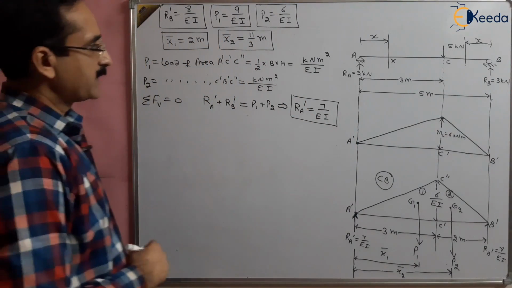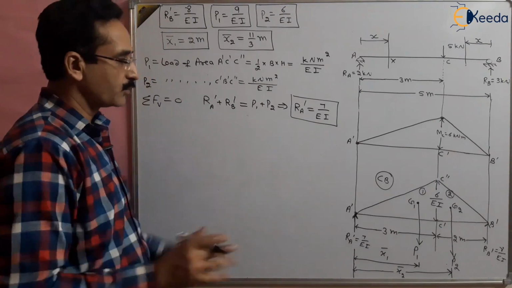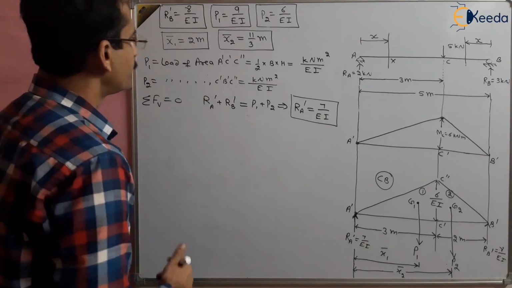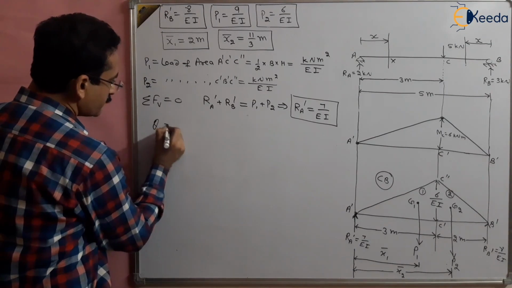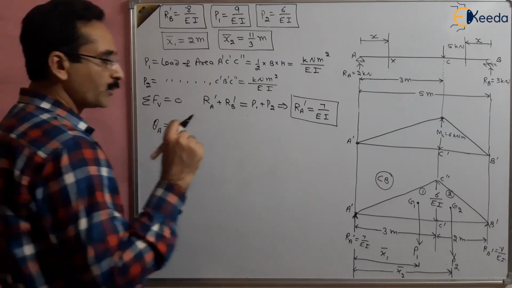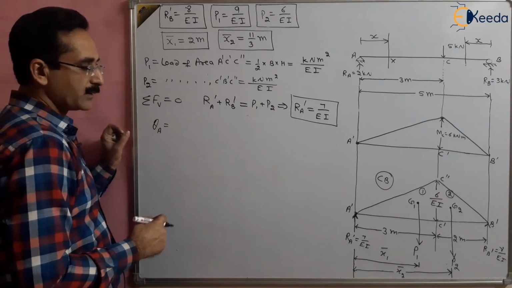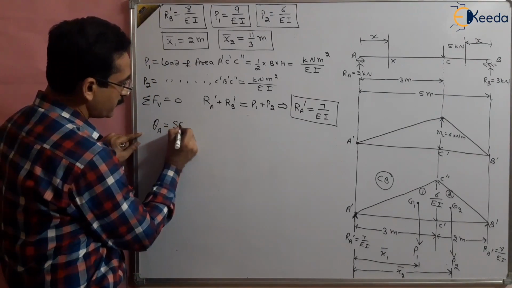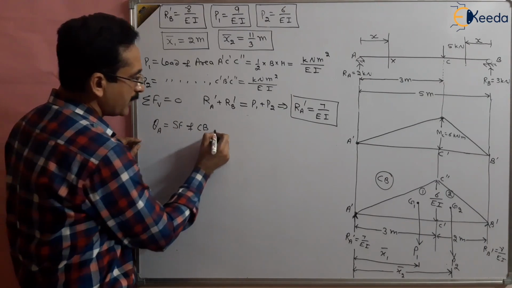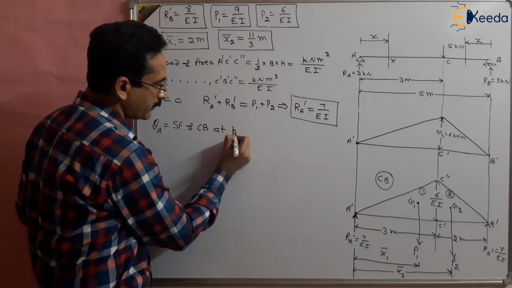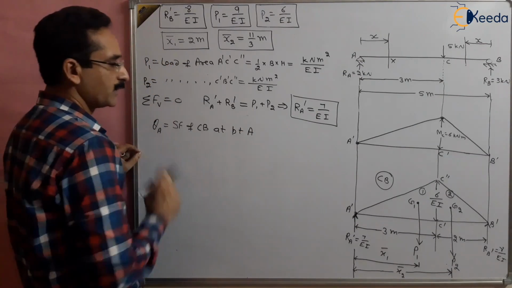So we have obtained the reactions RA dash 7 by EI and RB dash 8 by EI. So the next reaction is known to us, right? Now what is the slope? According to Mohr's theorem, the slope at point A will be the shear force of the conjugate beam at point A, right? Whatever is the shear force in the conjugate beam at point A.